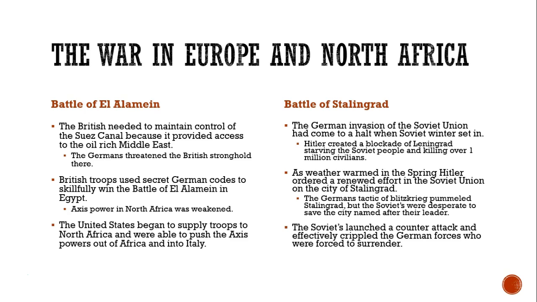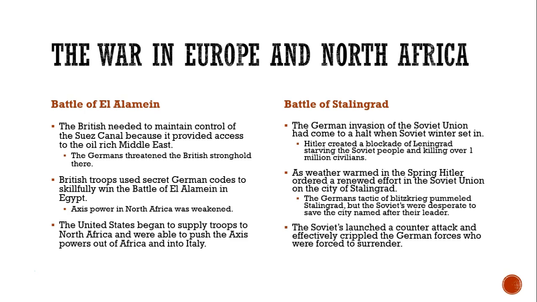The British, specifically in Egypt, needed to maintain control of the Suez Canal because it provided direct access to oil that was helping to aid the war effort. The Germans had threatened the British stronghold there, also wanting the Suez Canal for the oil. British troops used secret German codes to skillfully win the Battle of Alamein in Egypt, and the Axis power in North Africa was weakened. Once the United States troops arrived, they were able to push the powers out of Africa and into Italy before returning them back to Europe.